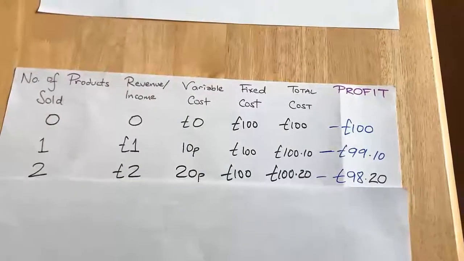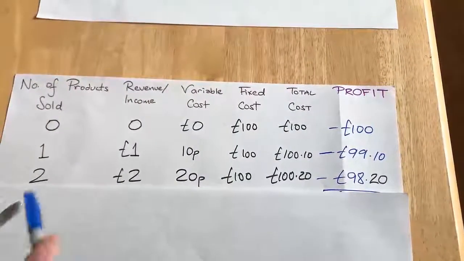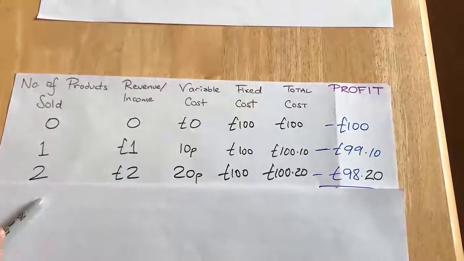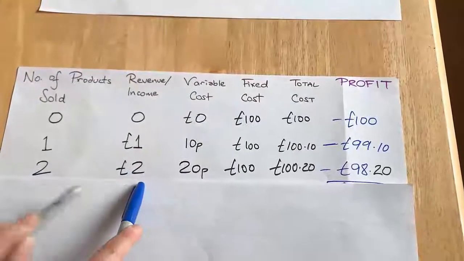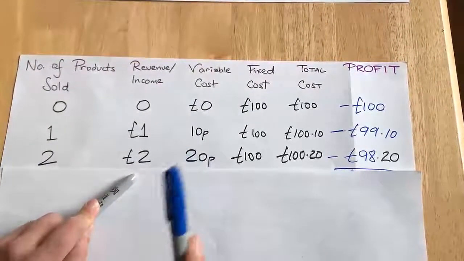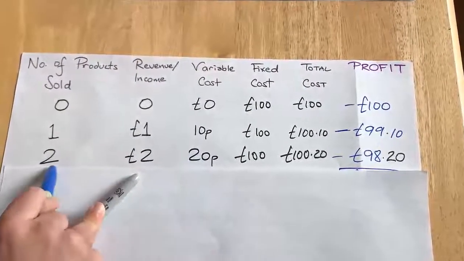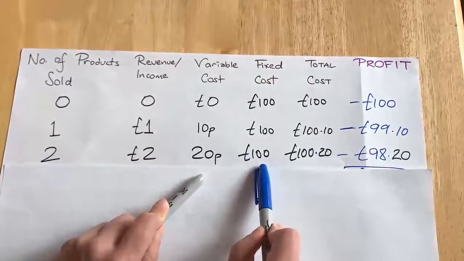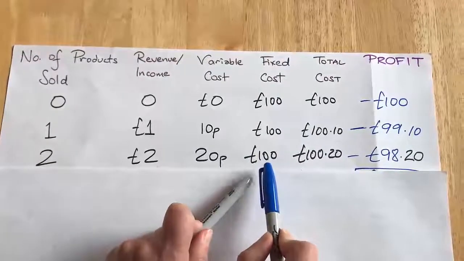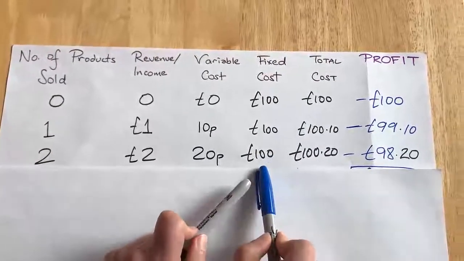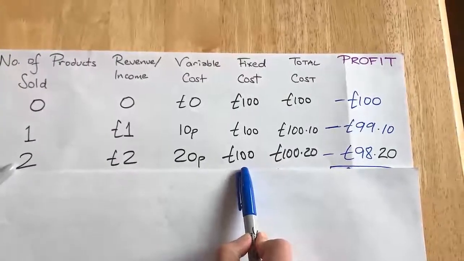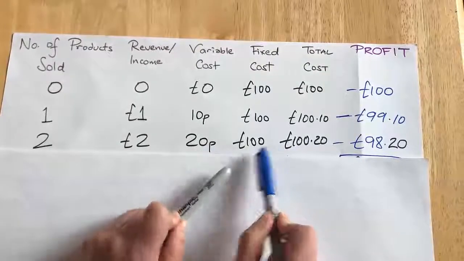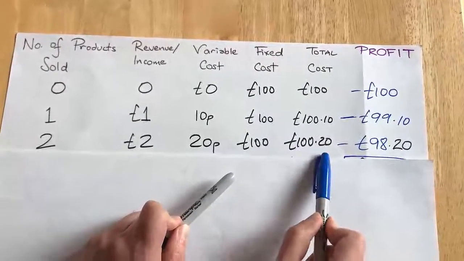If we make 2 products, what happens? So if we make 2 products, we sell them for £2 because it's £1 per product. So £2 for 2 products. Our variable cost is 10 pence for 1 unit because we've made 2, so it'll be 20 pence. Fixed cost remains the same. Our factory is not going to charge us any more. We're using the same machines, we're using the same number of employees to manufacture 2 products. Our total cost would be 20 pence plus £100, which is £100 and 20 pence.